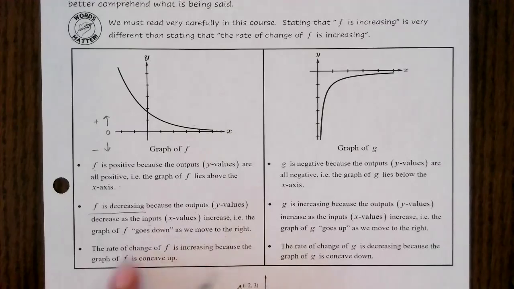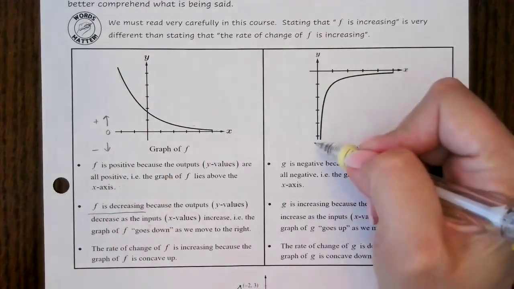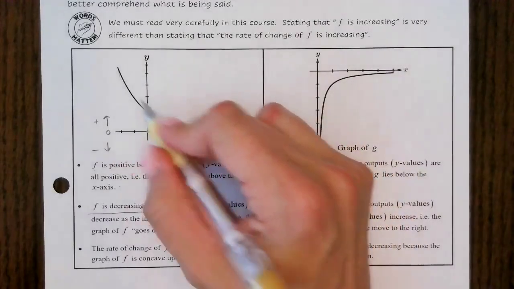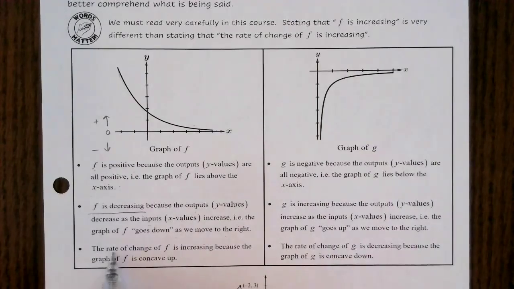Now here's the part that you can confuse this with. The rate of change of f is increasing because the graph of f is concave up. So we see this concave up part right here. This is facing upward. This is facing downward. So this is concave up, concave down. And so then we know that the rate of change is increasing. The graph is decreasing, but the rate that it's changing is increasing. Now we already said on this one here, it is concave down, so the rate of change is decreasing.